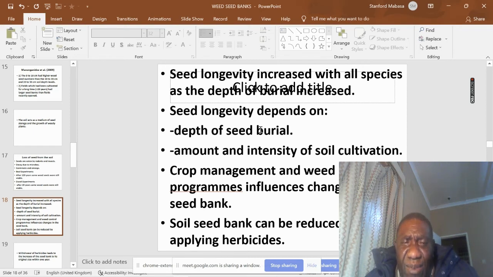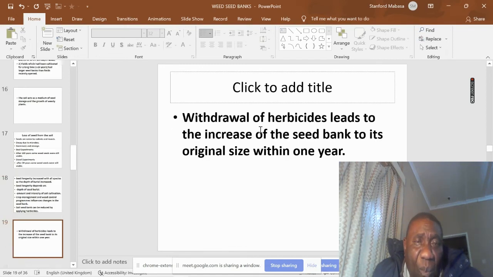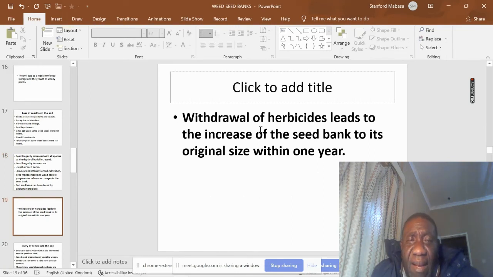When we look at crop management, there are several processes which I will show you later on. Soil seed bank can be reduced by applying herbicides. It's part of crop management. For example, withdrawal of herbicides leads to increase of weed seed bank to its original size within 1 year.